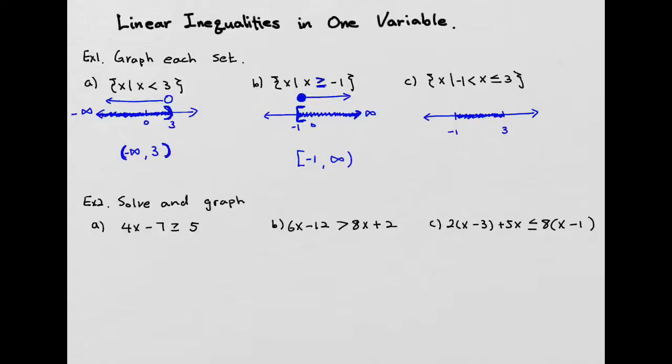And negative 1 is going to be a parenthesis because there's no equal sign. 3 is going to be with a bracket because it has an equal sign, right? Or you can use an open circle with a closed circle, like that. Either one. And in interval notation, negative 1 was a parenthesis. So the left side was a parenthesis, the right side was a bracket, and put negative 1 and 3 in the middle, and that's going to be your interval notation.